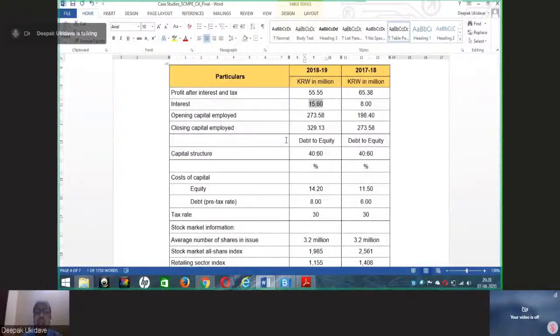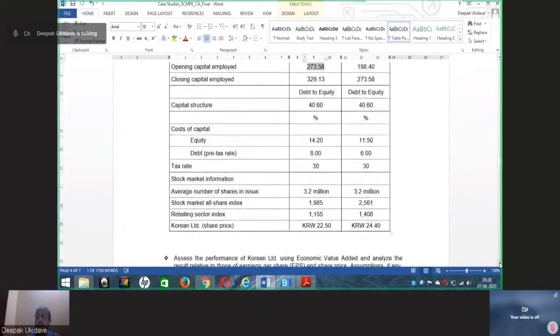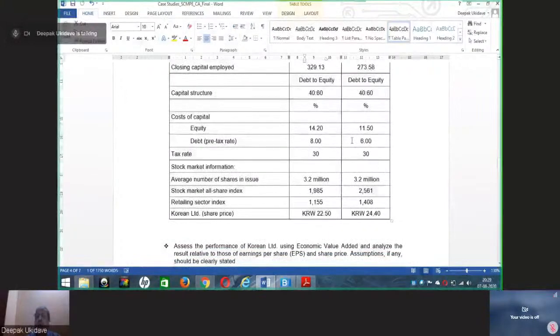Because formula for EVA, economic value added, is NOPAT minus capital charge. And capital charge is WACC, weighted average cost of capital, as applied to capital employed. So capital employed can be taken as average capital, or for simplicity you can even take opening capital also. Now you are given capital structure. This is the financial data which is given to you in bits and pieces. What is relevant from the point of view of analysis or firming up your judgment, firming up your opinion, only that much data is given to you. Debt equity ratio is 40:60. That remains same in both the years. So 40% debt and 60% equity.